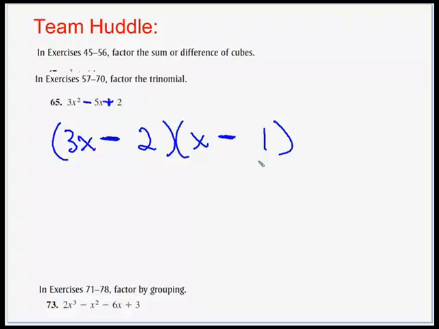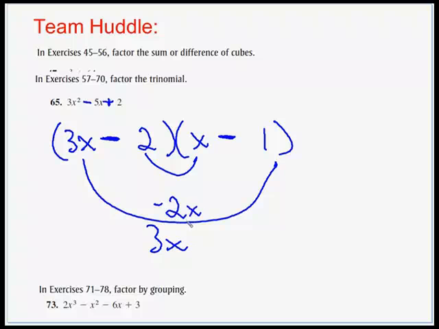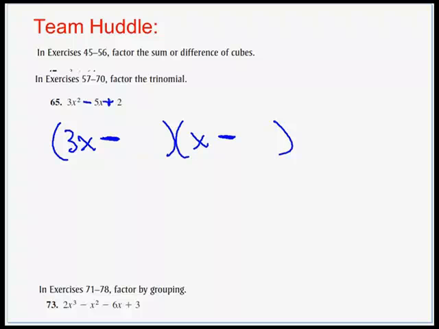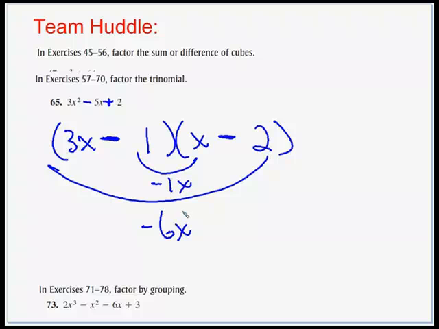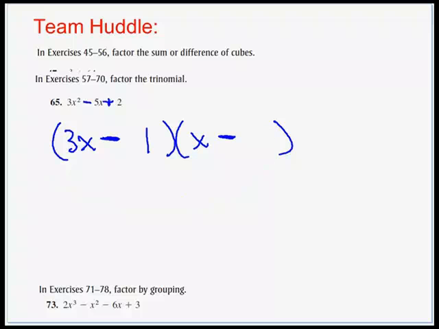Let's try it this way. Our outers would be 3x, and our inners would be minus 2x, and 3 minus 2 is 1. So that's not it. Let's switch those around. So let's put the 1 here and the 2 here, because whatever we put here gets multiplied by the 3. So now that's minus 6x and minus 1x. That's not it either. Oh, no, we did have it right the first time. I just forgot my sign.